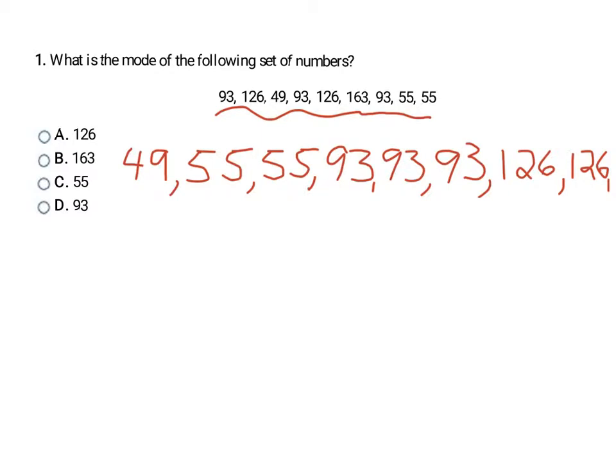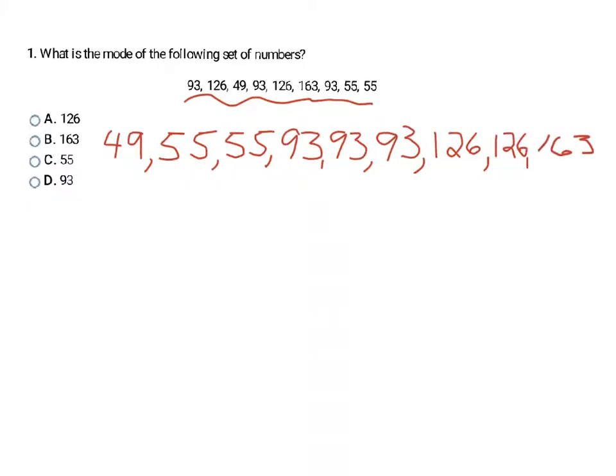So you want to see what number occurs the most times. The easiest way to do this is to put the numbers in order, which I went ahead and did here. You always want to double check that you didn't leave any out or put an extra one in. So I had 1, 2, 3, 4, 5, 6, 7, 8, 9 points in my original, and 1, 2, 3, 4, 5, 6, 7, 8, 9 here that I've written down.